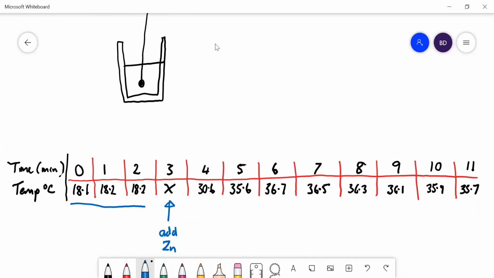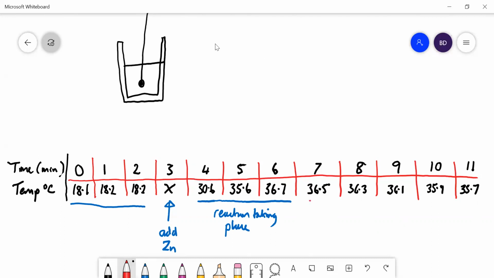Now you add the zinc. Okay, what happens? The temperature here, it's gone up, hasn't it? And it's still going up here, and it's still going up here. Now, why is it rising here? It's because the reaction is still taking place here. And it obviously takes 2 or 3 minutes for the reaction, in this case, to take place. And that's why the temperature is rising.